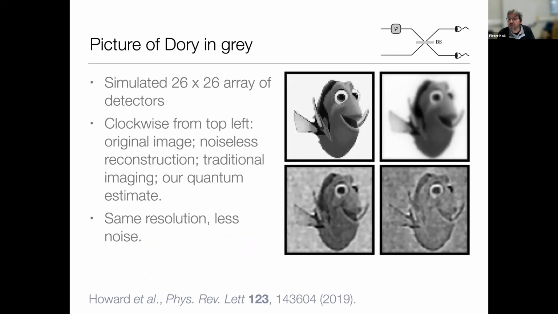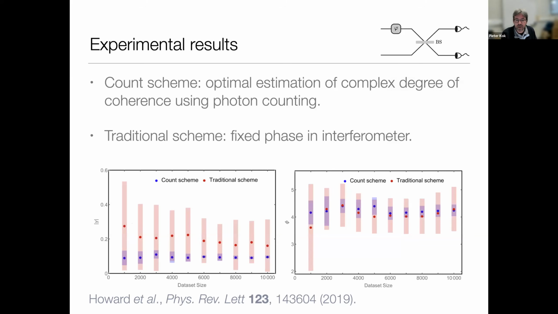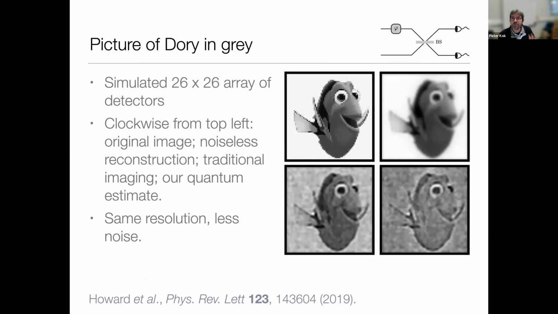And because we did have an actual experimental error for our method, we could then use that and do a convolution-type demonstration. This is not real data, this is a simulation where we took a picture of Dory and essentially did the following. This is the original, the upper left, and then we go clockwise.